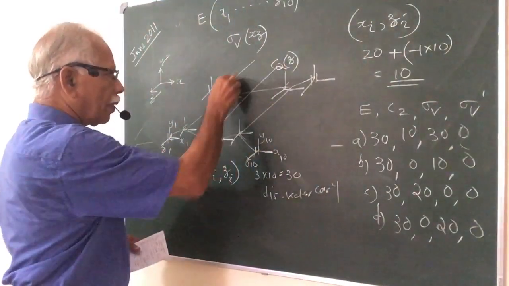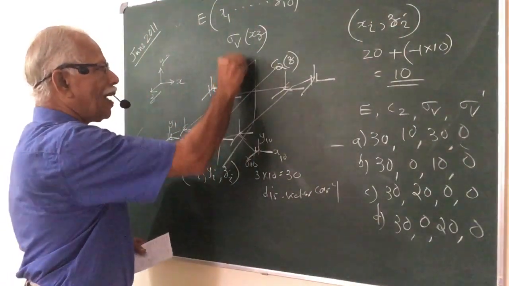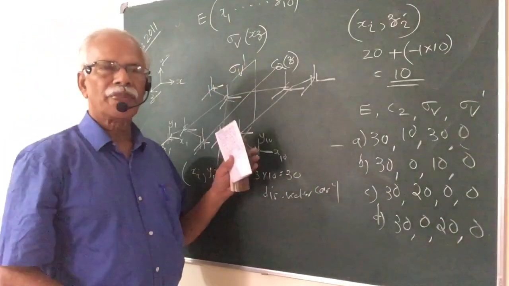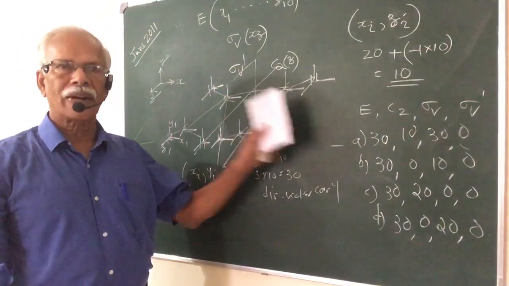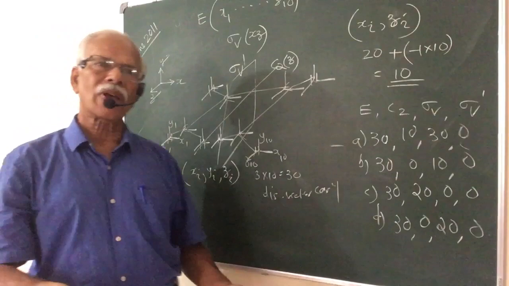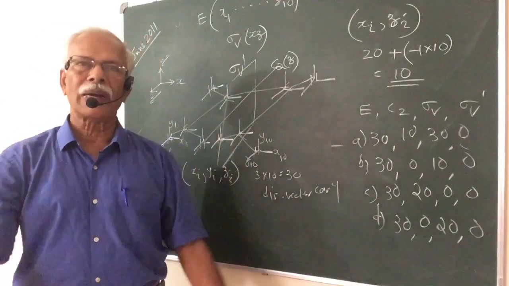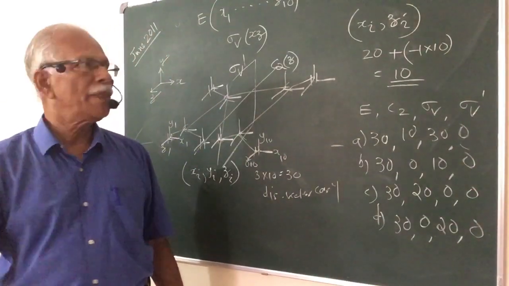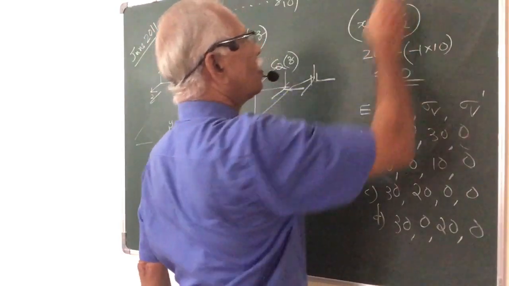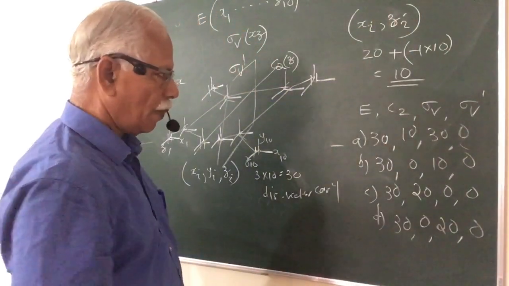And reflection in this plane, sigma v dash. All the atoms are shifting from left side to right side and vice versa. So the components also get shifted. Contribution becomes 0. So the correct answer is 30, 0, 10, 0.